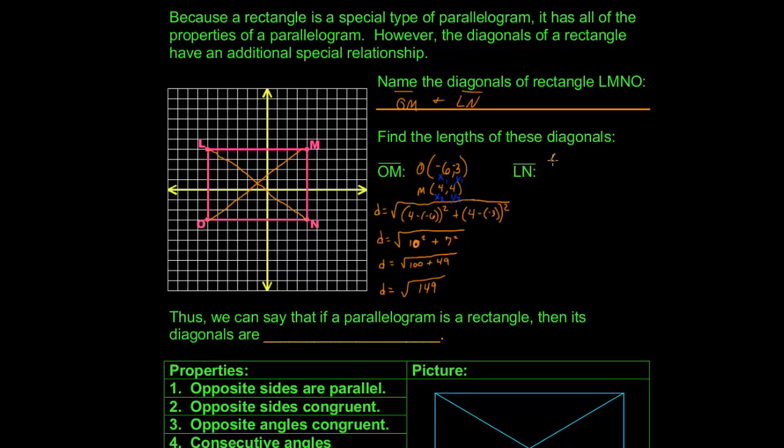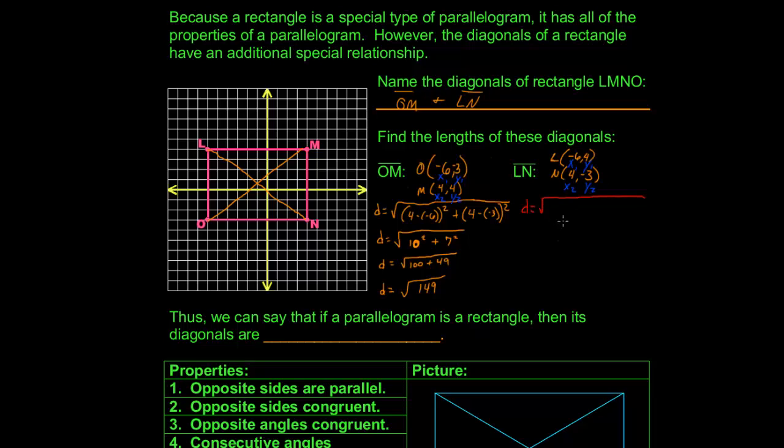Alright, so point L. Let's see, L is at -6, 4. -6, comma 4. And N, if we find our point N, is going to be 4, -3. All right, so let's go ahead and put this into our distance formula. I'm going to grab another color. Let's keep this separated here. D equals square root, and let's let this be x2, y2, x1, y1.